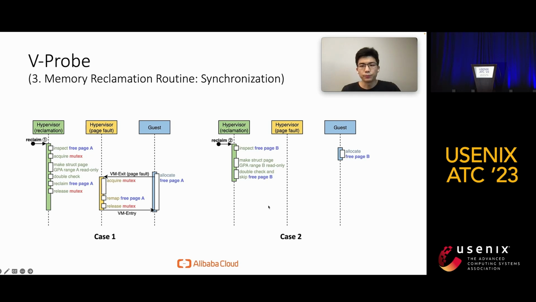In reclaim 2, if the guest allocates the free page before the hypervisor makes the struct page GPA range read only, the double check will detect such behavior and skip this page, so as to avoid the inconsistency of the page status knowledge.